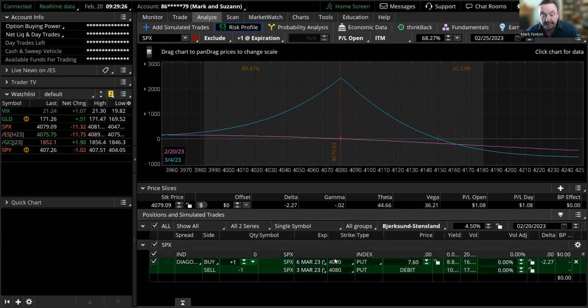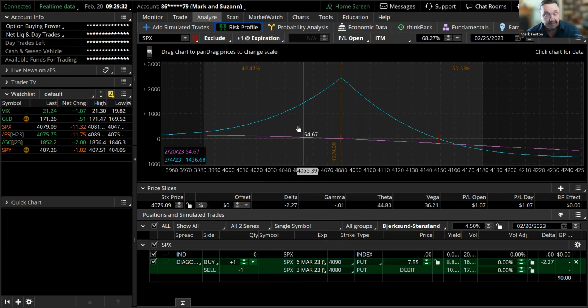So my long is what you would say deeper in the money than the short is. As this goes down, my long, of course, is gaining value, even though the short's working against it. But that long is really protecting me on the downside because it's 10 points further into the money than the short is. And as you can see here, this cost about $7.55 or $755 in options language.